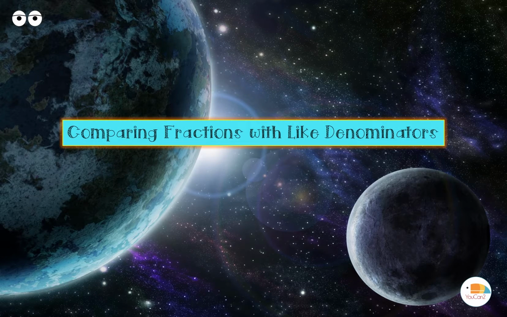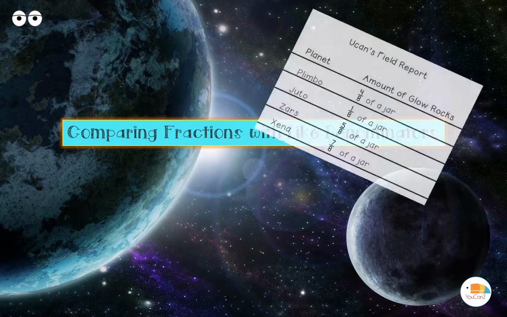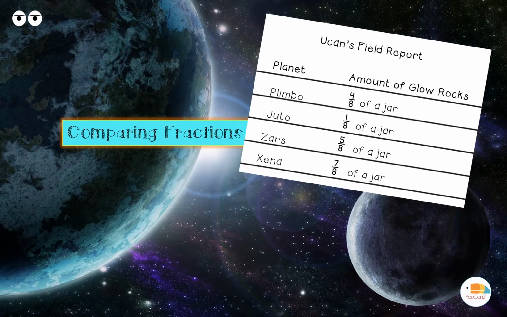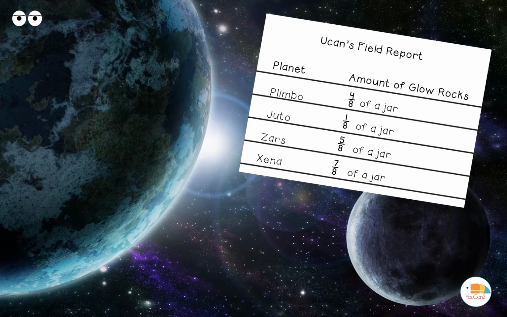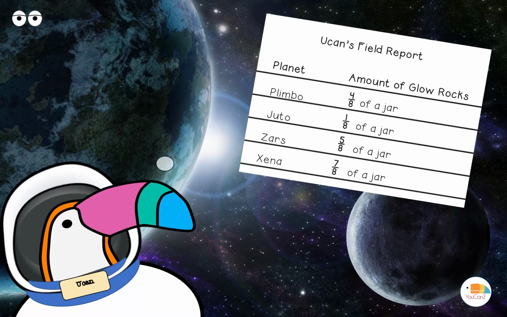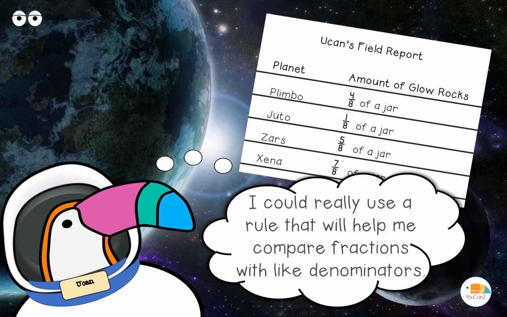Ucan? Is that you? You better clean off that space helmet. I can't even see your eyes. There you are. You have been collecting space samples like crazy. You've been to 4 different planets, and you've collected all sorts of different amounts of space rocks. How are you going to put them in order? How are you going to be able to know which planet had the most and which planet had the least?